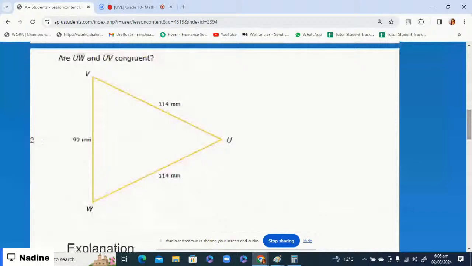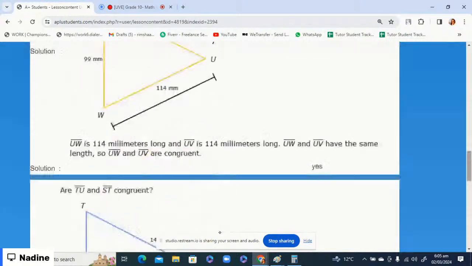Are UW and UV congruent? Look here at U and W. U and W is 114, and U and V is also 114. Here the two lengths are 114 and 114. These are both the same, so we can say that these sides are congruent.